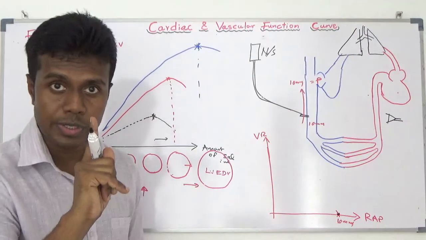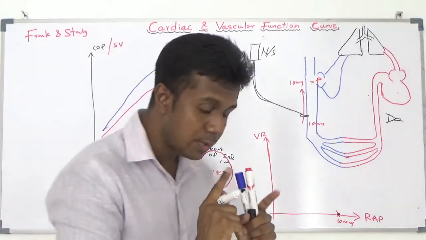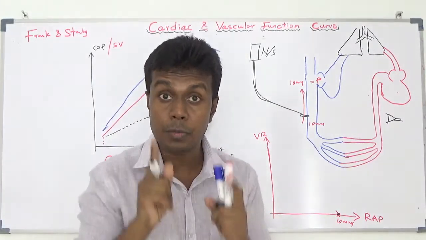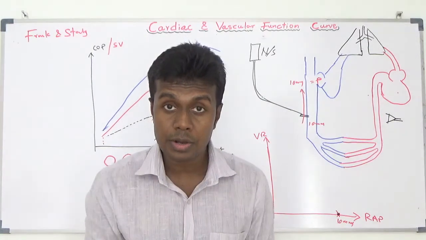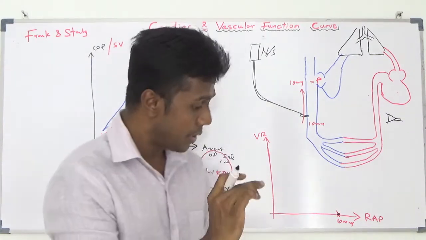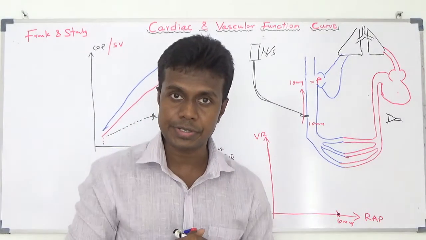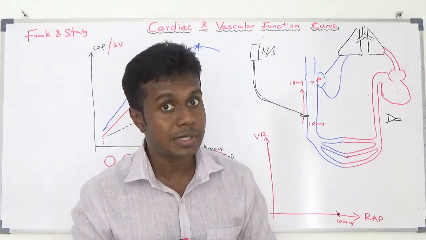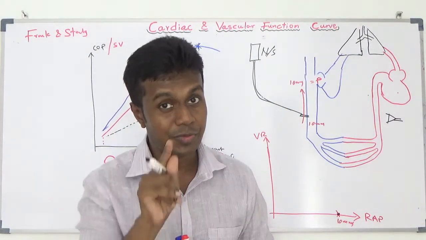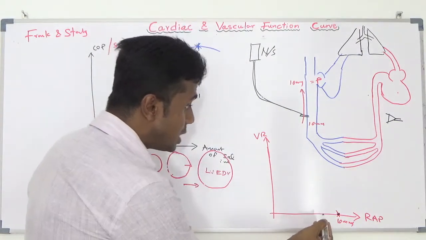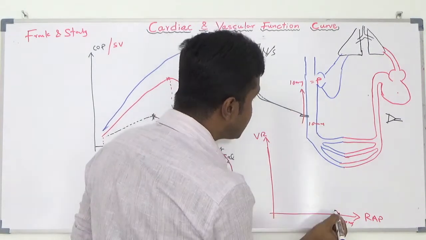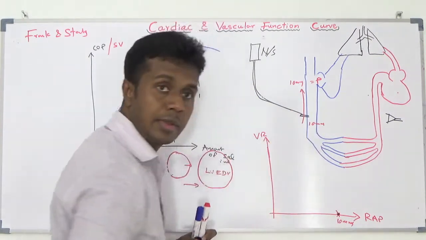Then what I am going to do is gradually reduce the right atrial pressure. While reducing the right atrial pressure, I am going to measure the venous return. Venous return actually must be equal to cardiac output. Very good. So while reducing the right atrial pressure, I am going to measure the venous return.